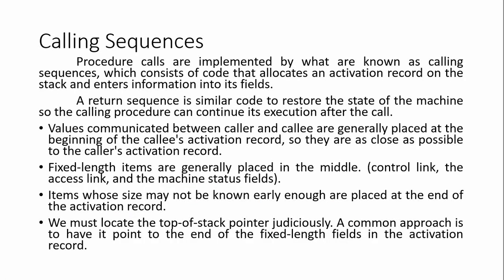And calling sequences: procedure calls are implemented based on calling sequences, meaning the order in which procedures are called and returned. The values communicated between caller and callee are generally placed at the beginning of the callee's activation record, which means, as we saw in the activation record format, the first two blocks contain the return value and the arguments. The return value goes from the called function to the calling procedure, and the arguments come from the calling function to the called function.